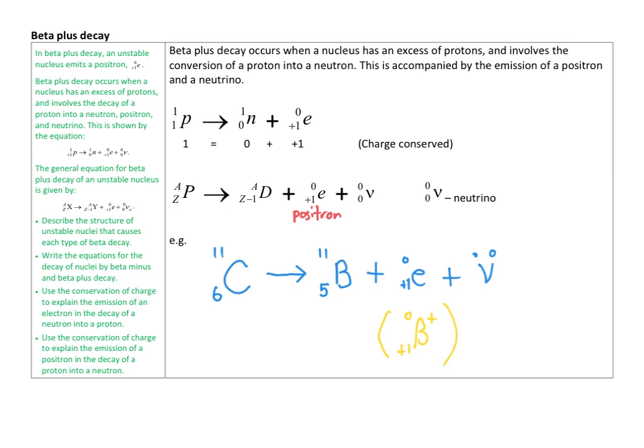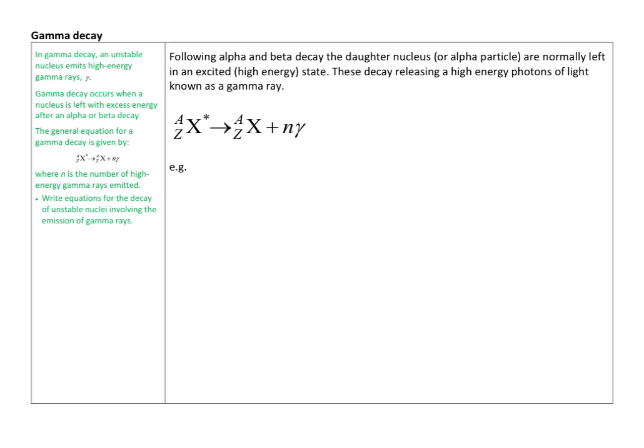So you might think the picture is complete. However, there's one more thing I need to tell you about, and then we will be almost there. So following alpha or beta decay, whether it's beta plus or beta minus, the daughter nucleus that's formed, or even the alpha particle for that matter, are normally left in an excited high energy state. And basically what happens is they decay or they relax, I guess, releasing high energy photons of light known as gamma rays.